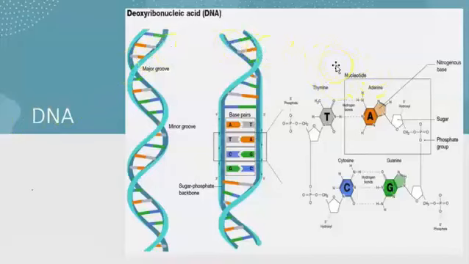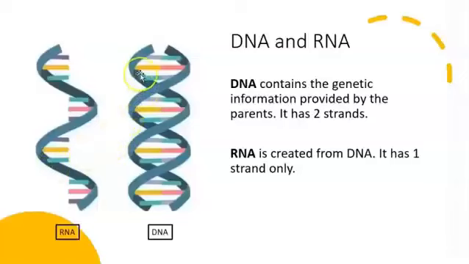The nucleotides are composed of three main areas. They are composed of sugar, a phosphate, and a nitrogenous base, or a base that contains nitrogen. Which ones are the bases that contain nitrogen? Cytosine, thymine, adenine, guanine. DNA has two strands. One strand, two strands, or two chains. RNA has only one strand.